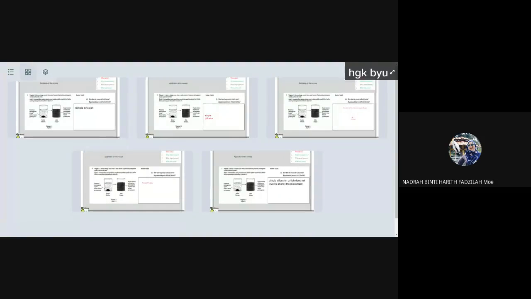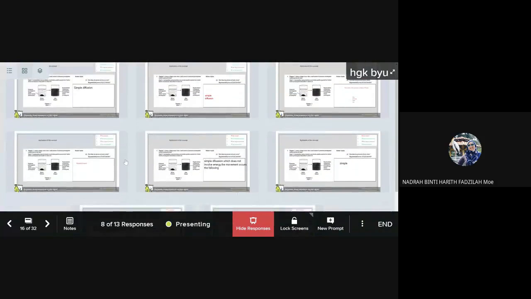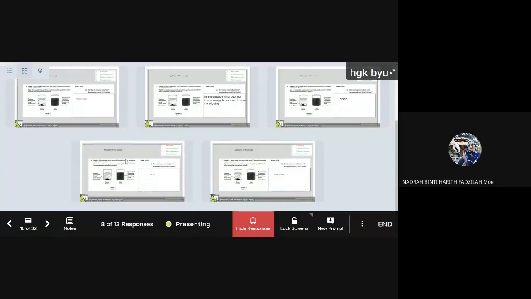Alright. Okay, most of you have already mentioned that simple diffusion. Good. Okay, kemudian ada yang bagi idea does not involve energy. Good. Okay, lagi. Apa lagi karakteristik? Dalam definition tadi kita tulis apa? Okay, follow concentration gradient. Okay, good. That is very relatable. Memang kita kena cakap pasal concentration gradient kan? Okay. Lagi?